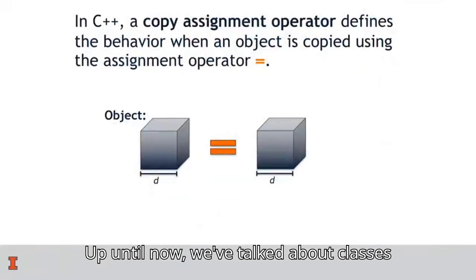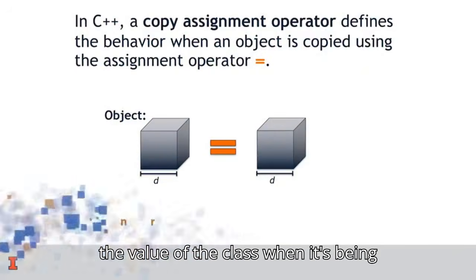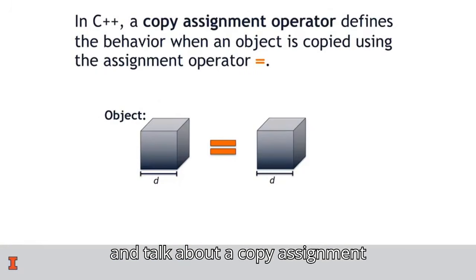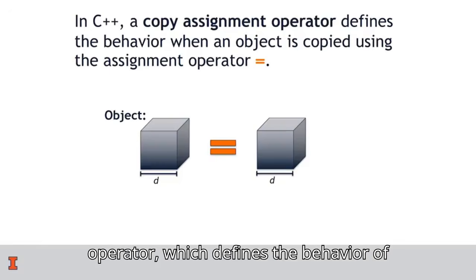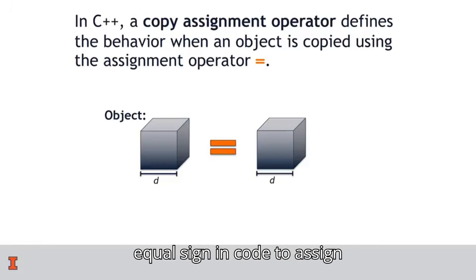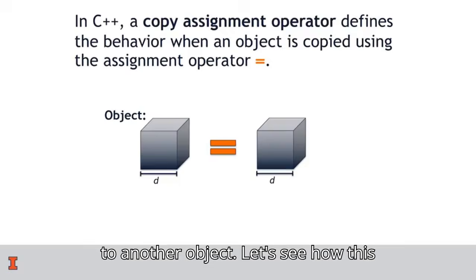Up until now, we've talked about classes having constructors, or ways to initialize the value of the class when it's being created. Now we want to pivot slightly and talk about a copy assignment operator, which defines the behavior of using the assignment operator, or the equal sign, in code to assign one cube to another cube, or one object to another object. Let's see how this works.